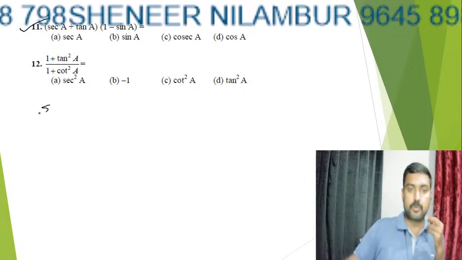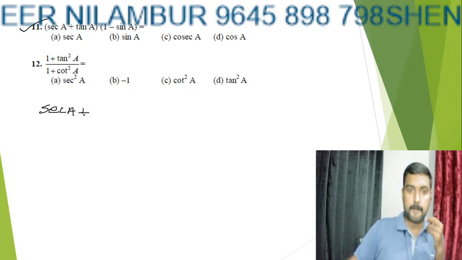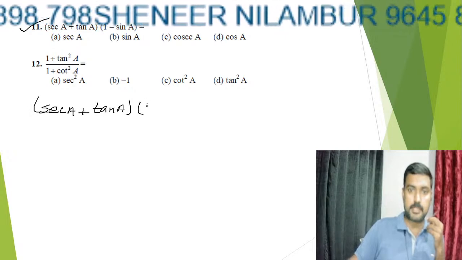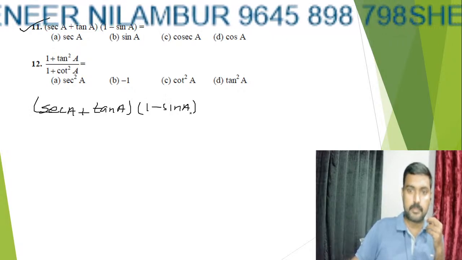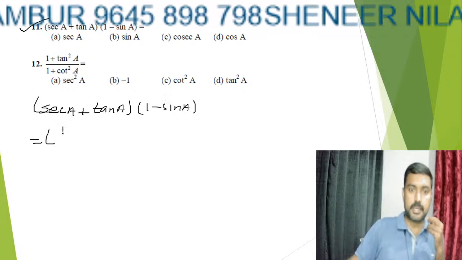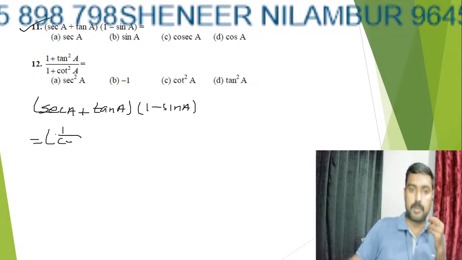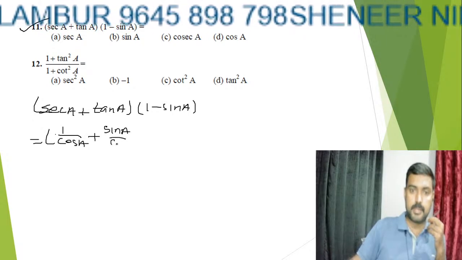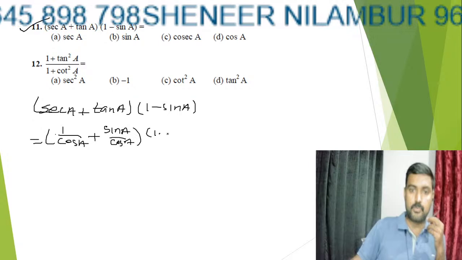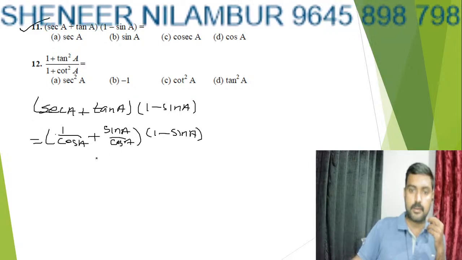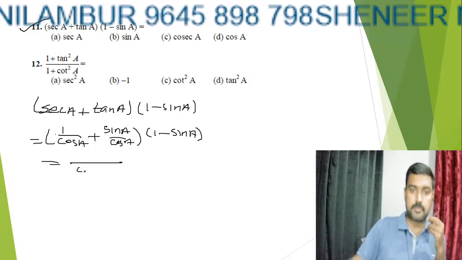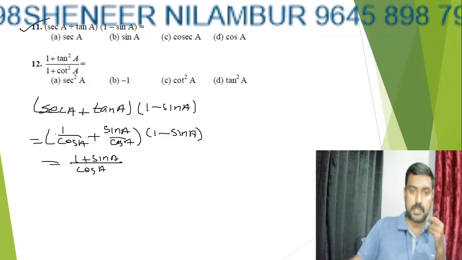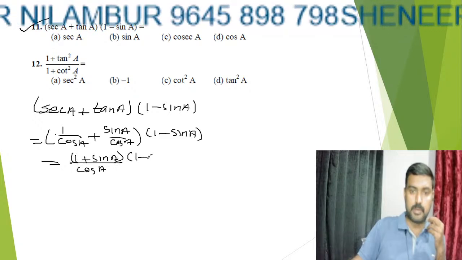Yes, we can take the question. (sec A plus tan A) into (1 minus sin A), which is equal to sec A, we can write that as 1 by cos A. Tan A we can write as sin A by cos A, into 1 minus sin A. And here the denominator is the same, so we can write it as cos A, and on the numerator it will be (1 plus sin A) into (1 minus sin A).